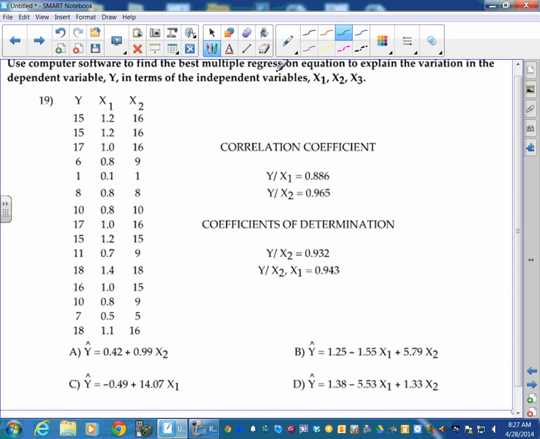Use computer software to find the best multiple regression equation. Explain the variation of the two. Y divided by that. Oh no, just a minute. We're not done. Omit. Let me see what's happening here. 1.25, 1.55. Yeah, I don't know how to do that. No, I'm thinking. All right.